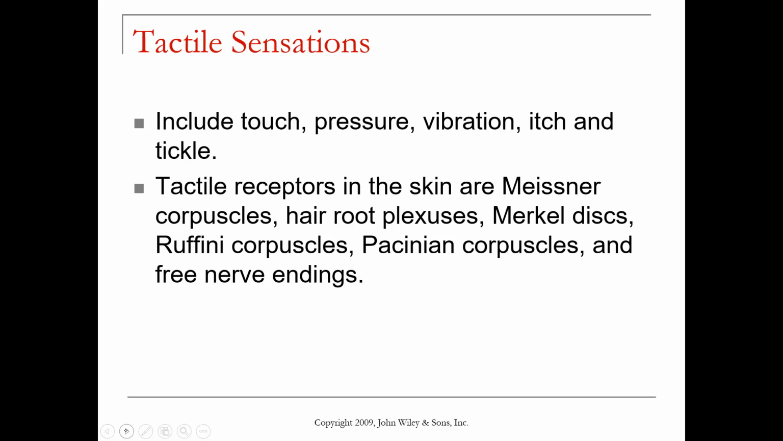We have Merkel disc and Ruffini corpuscles. We have Pacinian corpuscles. They're all different types of touch receptors. And we have free nerve endings, which are nothing more than the raw end of the dendrite, just sitting out there waiting to be stimulated.